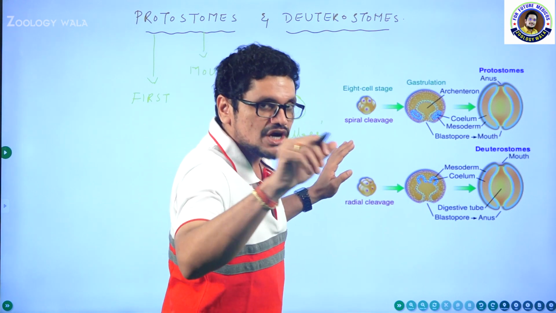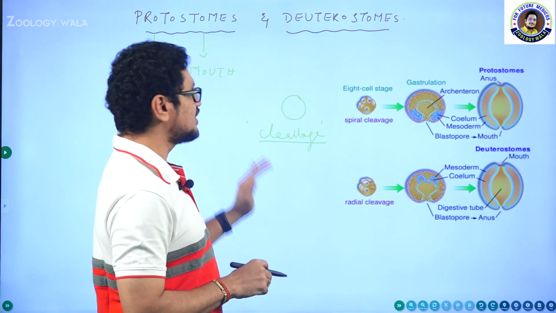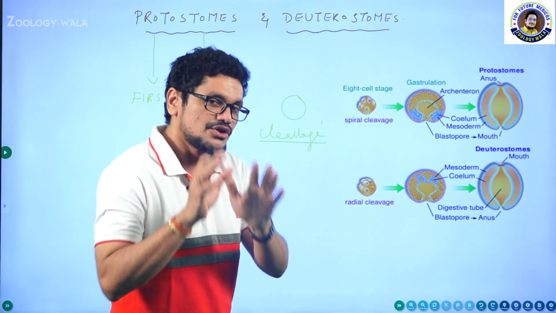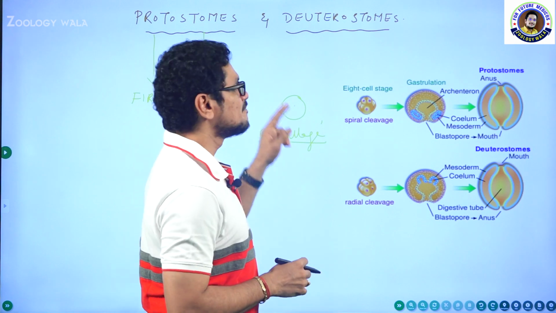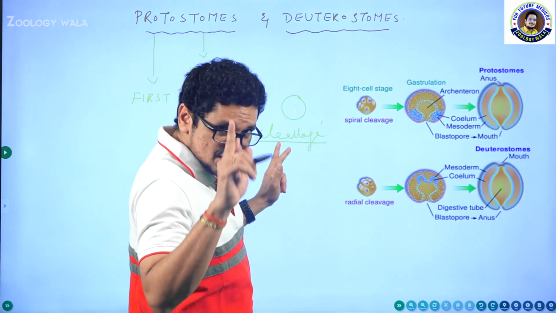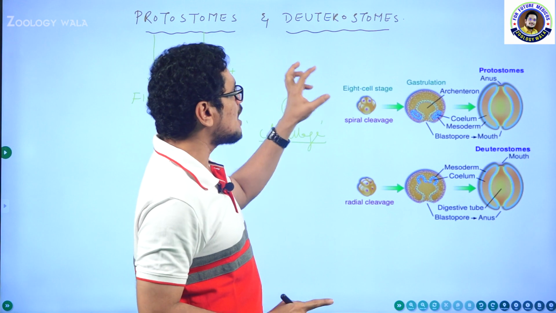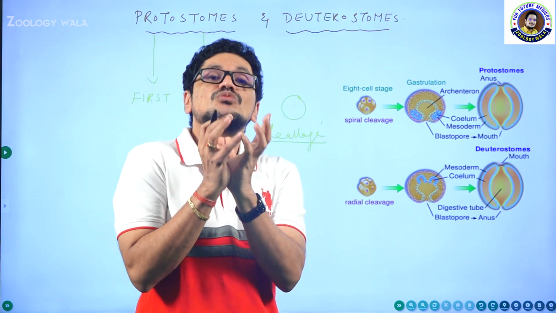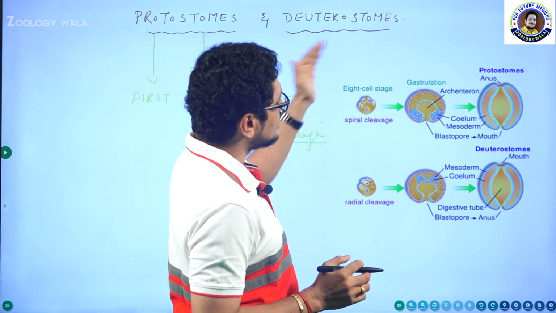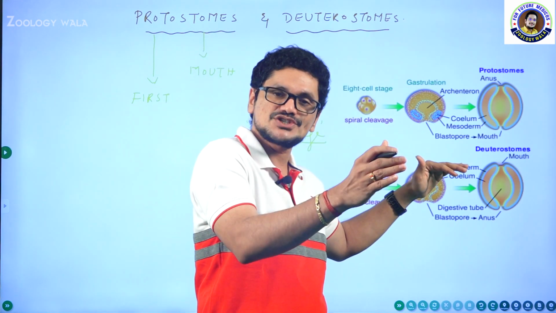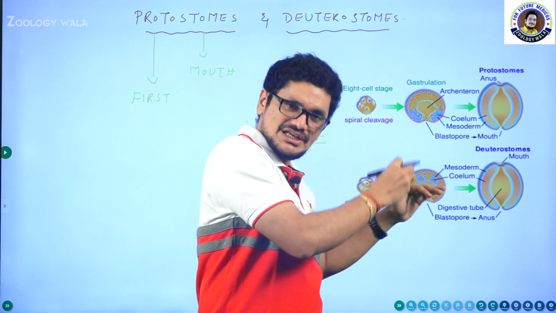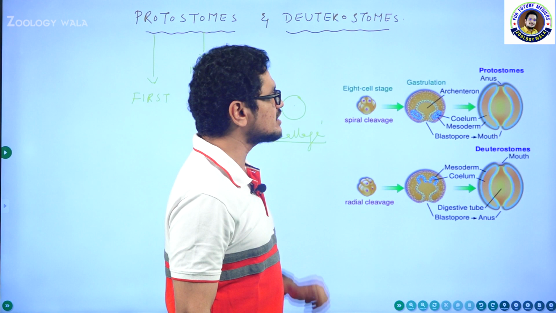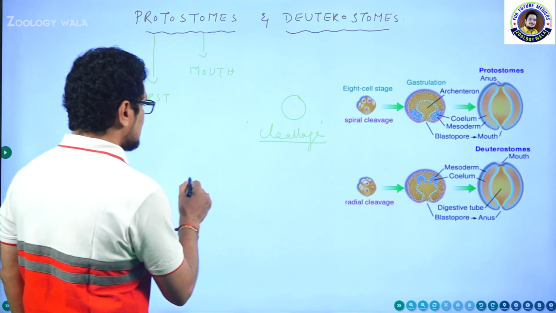Now my intention is not to explain the types of cleavages. My intention is to tell how the mouth will form and how the anus will form during the developmental history of an animal. See here, the single-cell zygote undergoes division to form a mass of cells, which is nothing but the morula. After that the division will continue. Morula will become blastula, blastula will become gastrula. I will explain all those things, but what we require here is what happens during the developmental history of an animal.